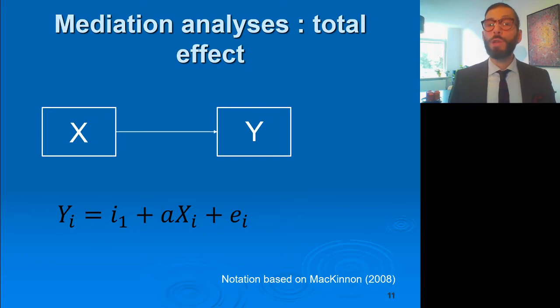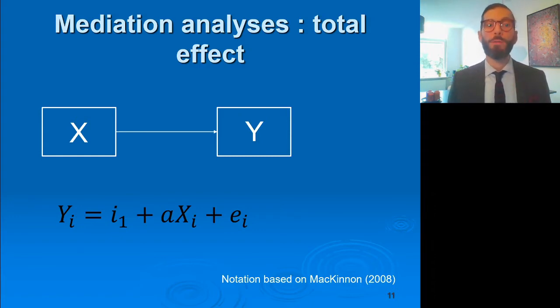So let's discuss the terminology of mediation analysis a little bit. And the first term that I want to introduce to you is the total effect. The total effect is simply the bivariate linear regression between X and Y. We're calling it a total effect now because we're going to introduce different kinds of effects that you haven't heard about before.